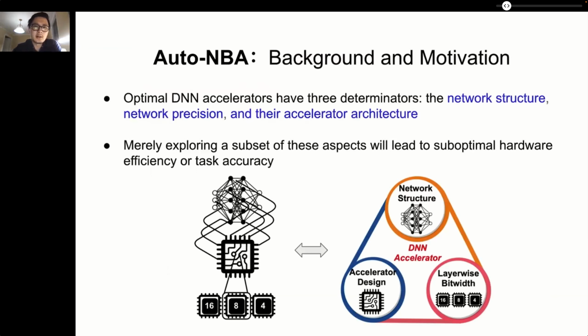As we know, DNN accelerators are determined by three factors: network structure, network precision, and their accelerator architectures. However, individually optimizing these three factors can lead to suboptimal hardware efficiency and also task accuracy. That motivates us to jointly search these three factors at the same time.